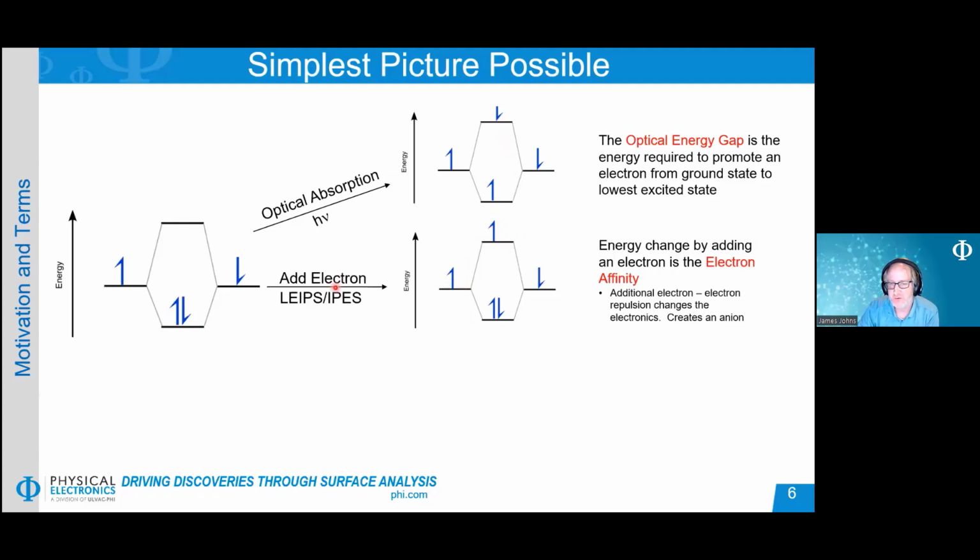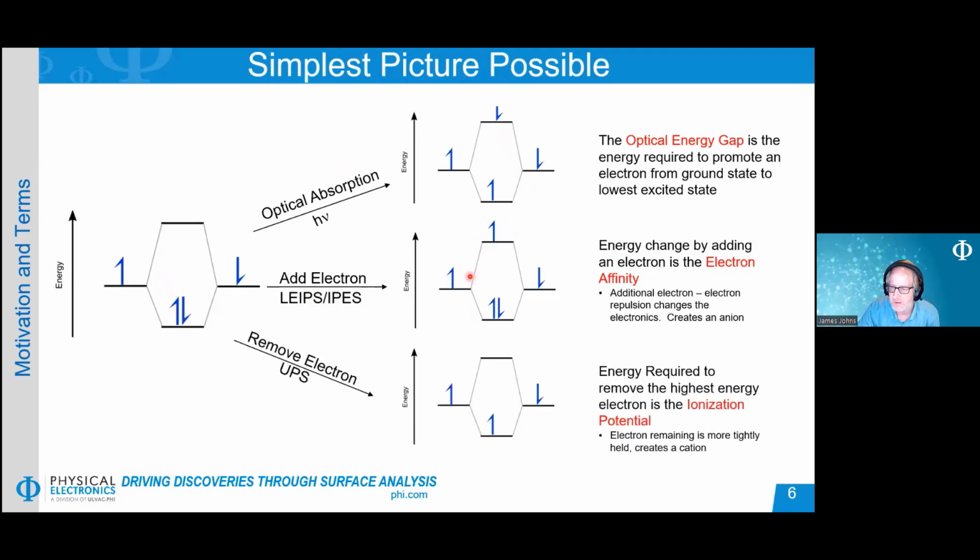And then finally, we can do the opposite, right? We can do our UPS equivalent, which is to have a photon come in, remove an electron, and ionize it to make a cation. And this will give us the ionization potential, the ionization energy. This is removing an electron, and we get left in this final state. And we do this to probe information about what the energy of the HOMO was.